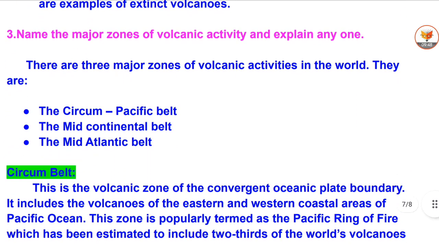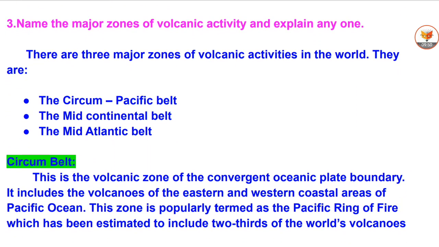3. Name the major zones of volcanic activity and explain any one. There are 3 major zones of volcanic activities in the world. They are the Circum-Pacific Belt, the Mid-Continental Belt, the Mid-Atlantic Belt.